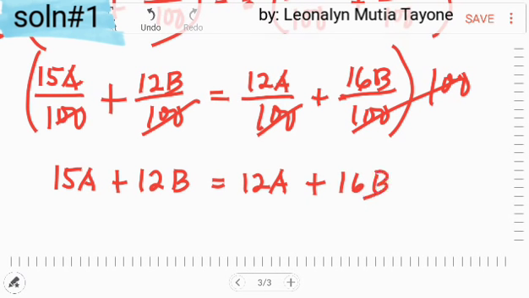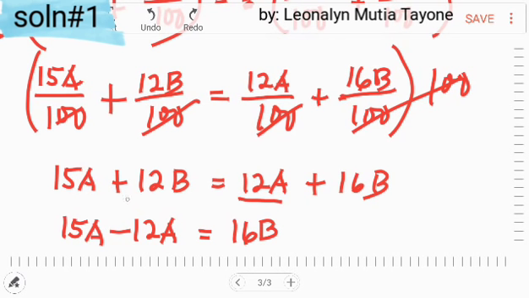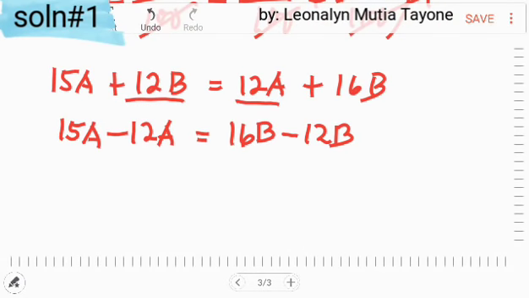Ngayon, ipagsama natin ang mga like terms. 15A minus 12A, kasi si 12A dito, positive siya or pang-add siya. So, pag transfer mo sa kabila, magiging negative siya or pang-minus siya. Minus 12A equals si 16B. So, itong si 12B, since pang-add siya dyan, kung i-transfer mo sa kabila, pang-minus na siya dyan. 12B. So, pwede na natin itong i-minus kasi pareho na sila ng mga terms.